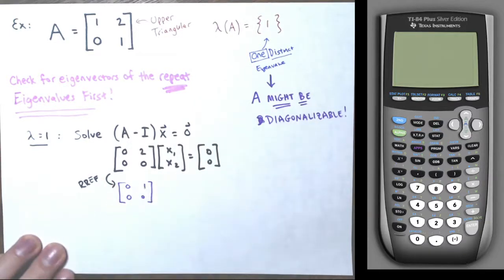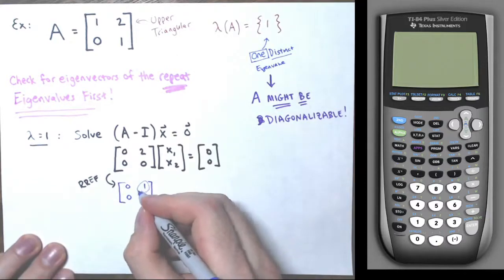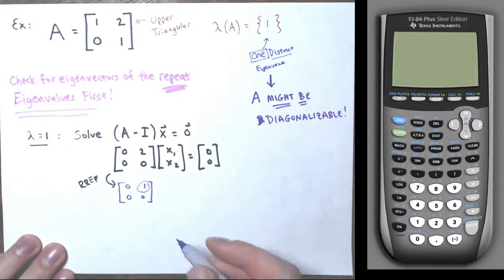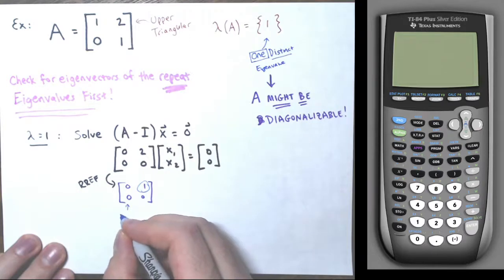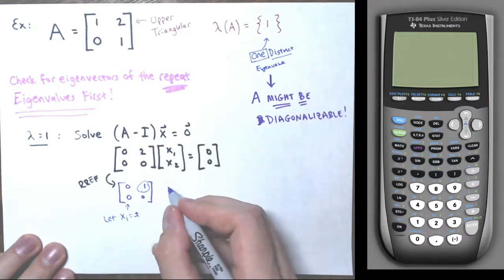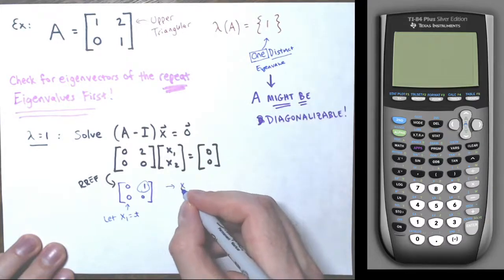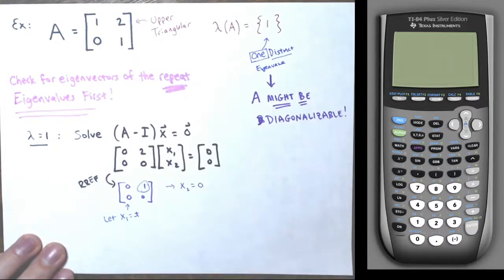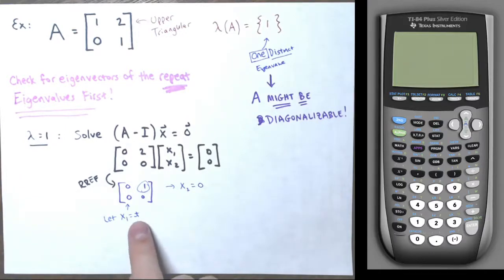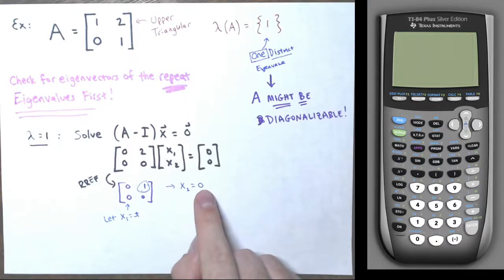You see that, when you look at the pivots, the pivot is in the second column, so x2 is basic, but x1 is free. I'm going to let x1 be t, and then we see from this line here, imagining the equals 0 on the other side, x2 has to always be 0. So our solutions are t times (1, 0), multiples of the vector (1, 0). And that's it.